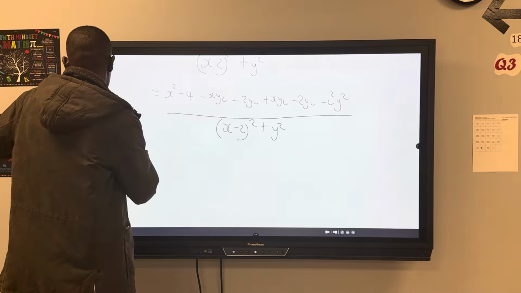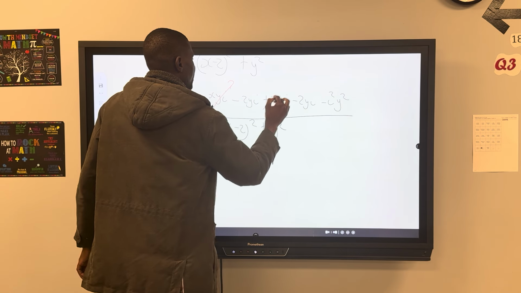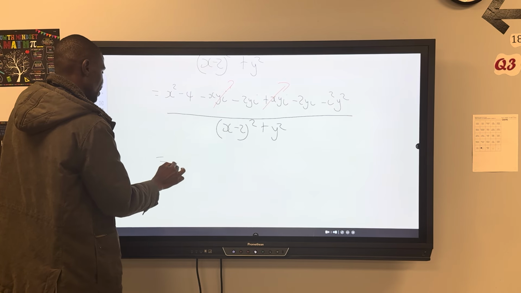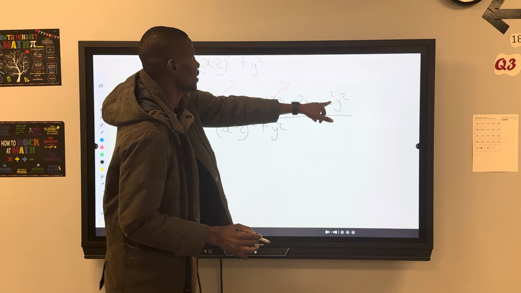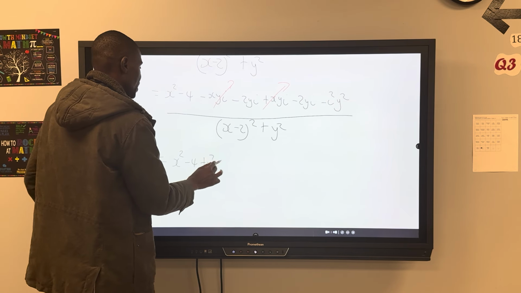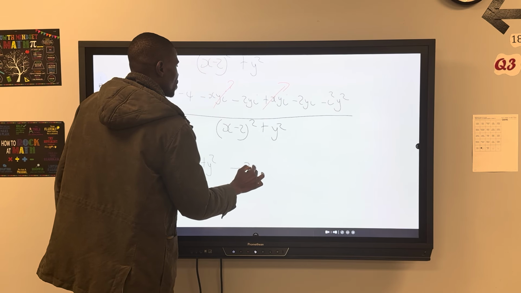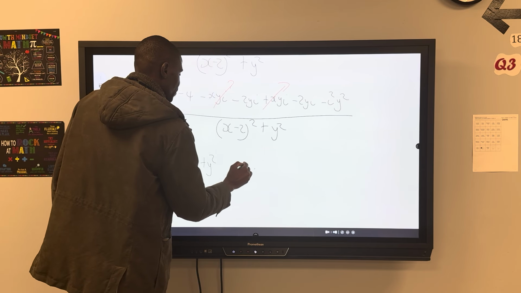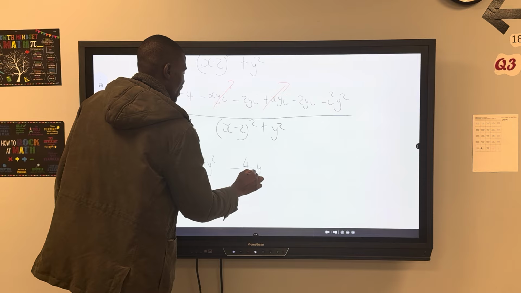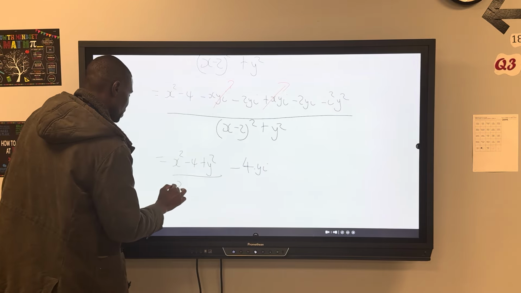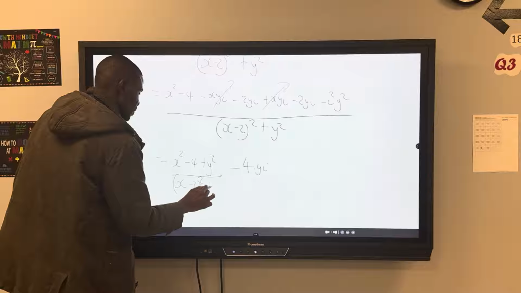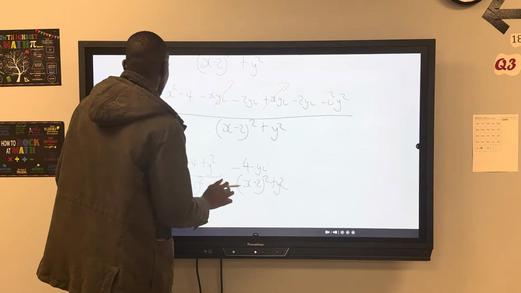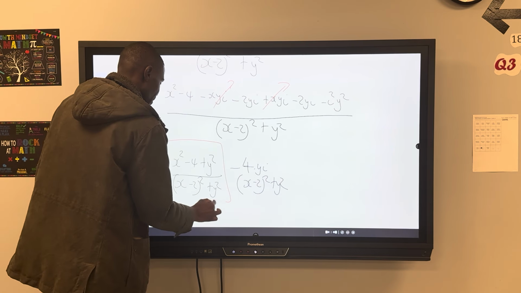Then this and that cancel, and we are left with x squared minus 4. Here negative 1 times negative is plus, so it's plus y squared. That's the real part. Then the imaginary part is minus 4yi. So I'm going to separate x minus 2 squared plus y squared, then x minus 2 squared plus y squared. So guys, this is the real part that we need to deal with.